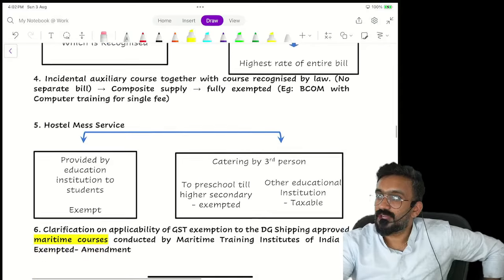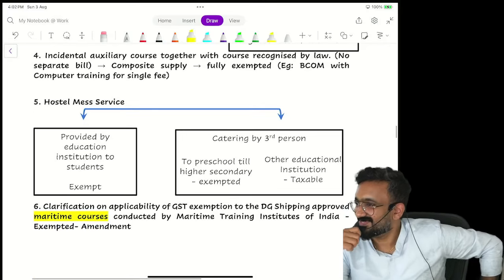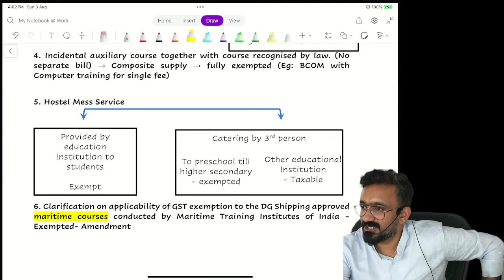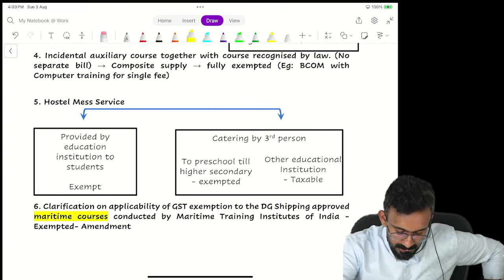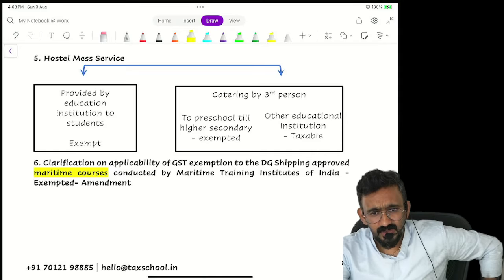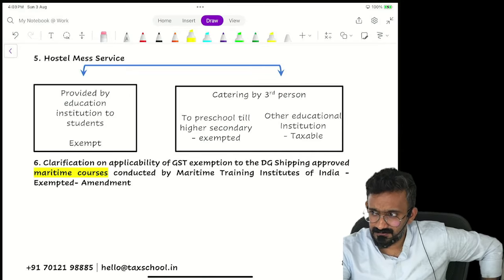BCom with computer training. BCom with GST training. Only BCom charge. But that course has an add-on. You get that free computer coaching, spoken English. We consider it to be what supply? Composite supply. No taxability. Now you will be able to interpret this point better.